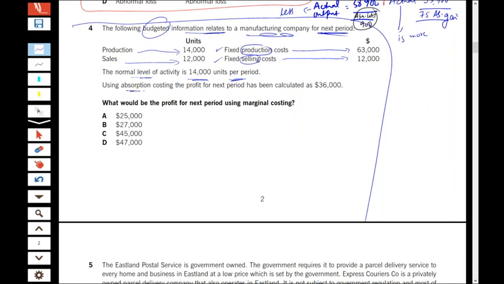Using absorption costing, the profit for the next period has been calculated as 36,000. 36,000 is the profit under absorption costing. Now, what would be the profit for the next period using marginal costing? You are required to calculate the marginal costing profit.